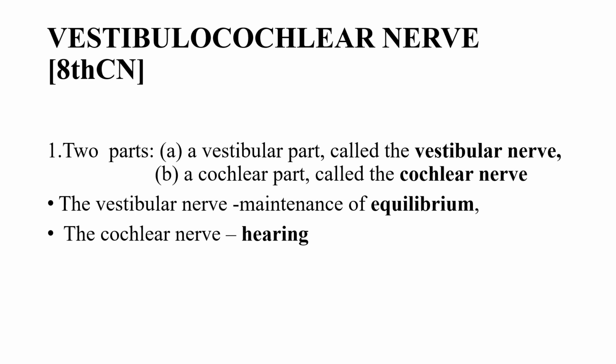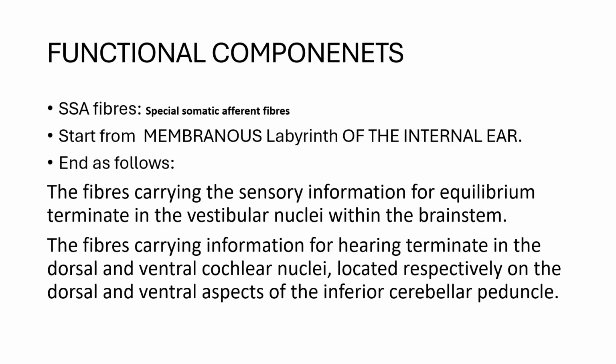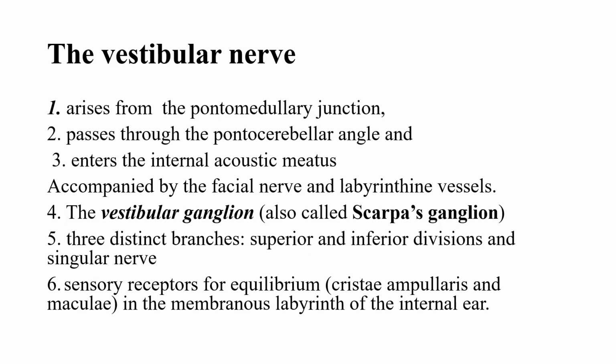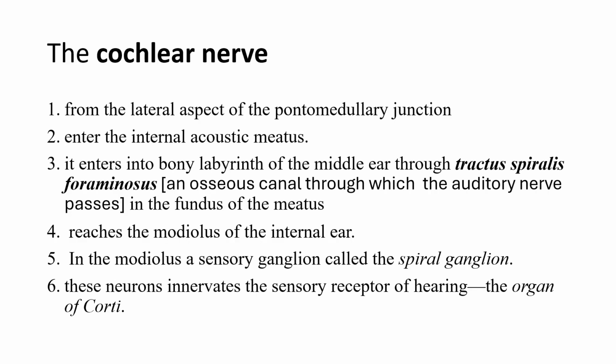So let's revise it again. The vestibulocochlear nerve has two parts: the vestibular part and the cochlear part. The vestibular part is responsible for maintenance of equilibrium. The cochlear part is responsible for hearing. Now we already know that the special somatic afferent fibers are present. You have to write all this properly; for every nerve you have to describe in the specific way. They start from the membranous labyrinth of the internal ear, and we have seen the detailed pathway for both the separate components of this nerve.